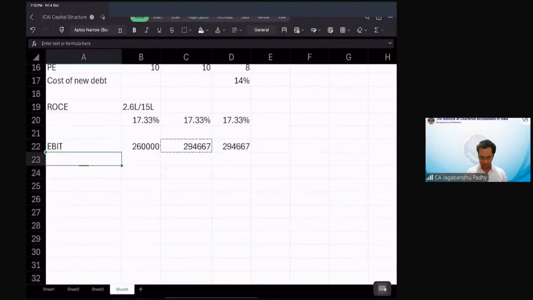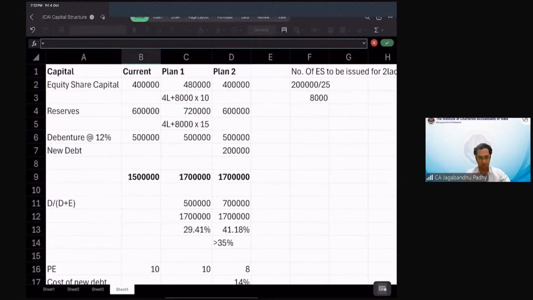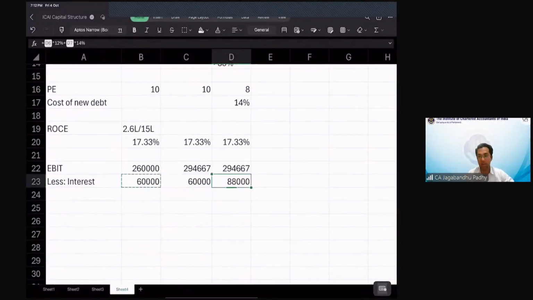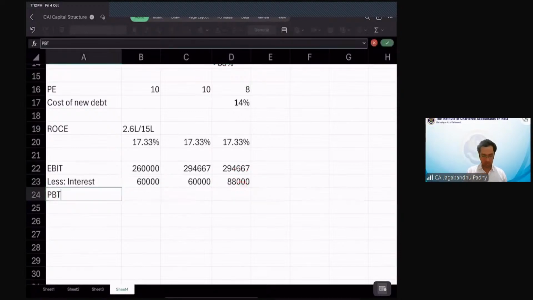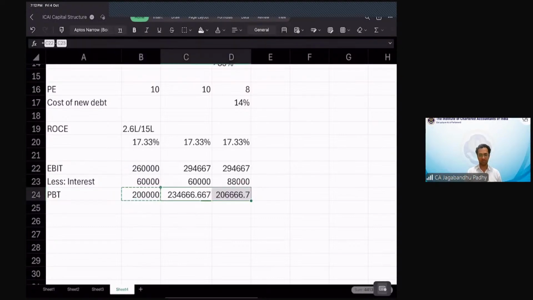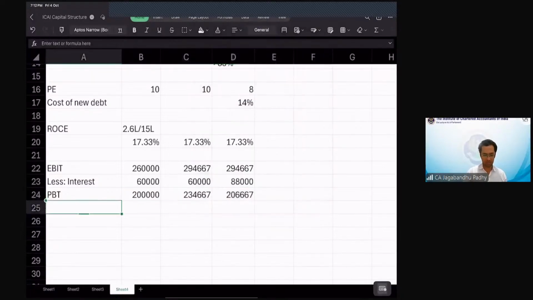From this, we can reduce the interest. Interest will be the amount of debenture multiplied by 12%, plus if you are issuing any new debenture, that is going to cost 14%. So you'll have a higher amount of interest in the third plan. We'll get this as profit before tax, which is to subtract the interest. This is what we have as a profit before tax.